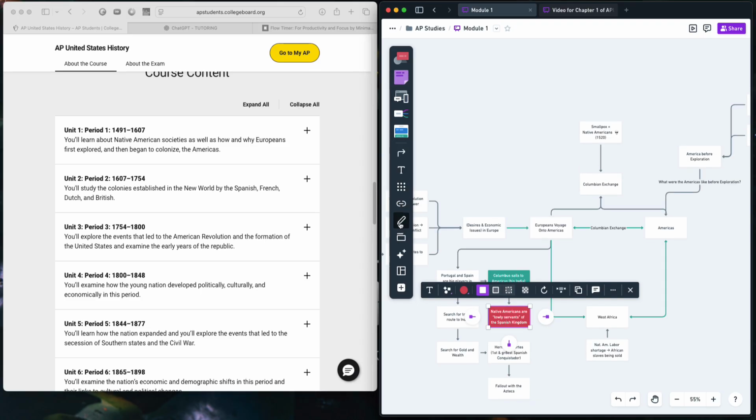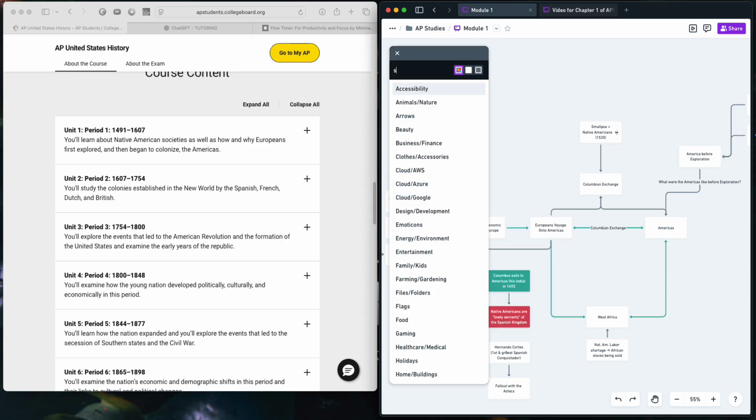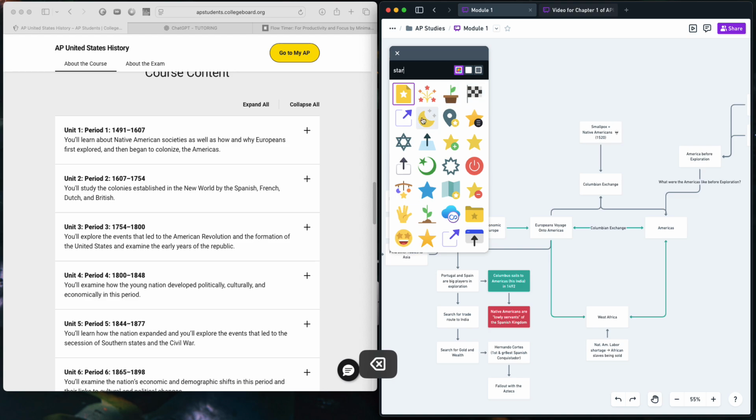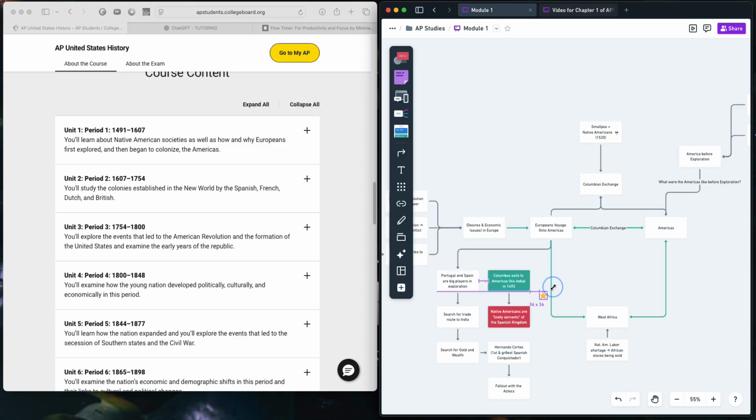One more thing I'm going to point out is there is this icon section here. So let me see. Okay, icons. And I like to grab a star. So we can just grab a quick star right here. Oh, which star should we use? Let's just use this. Okay, so here's a star.